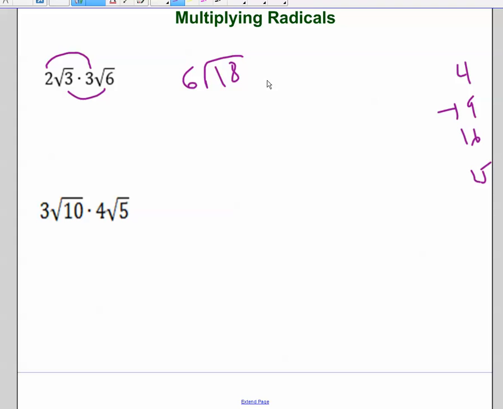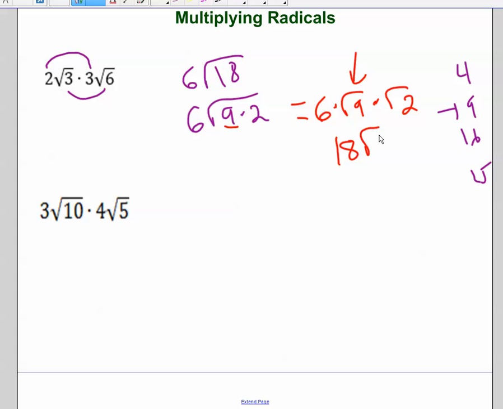So this is nothing more than 6 times 9 times 2. Take the square root of 9. Again, I could rewrite this as 6 times square root of 9 times square root of 2. That's just another way of writing the number 3. What's 6 times 3? 18. 18 radical 2. Got it? I hope so.